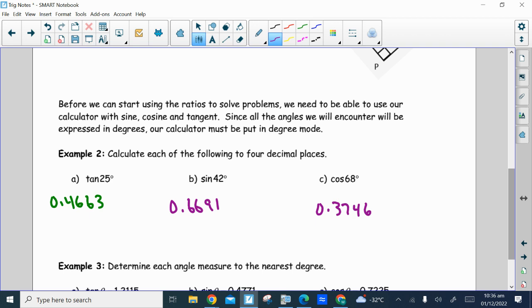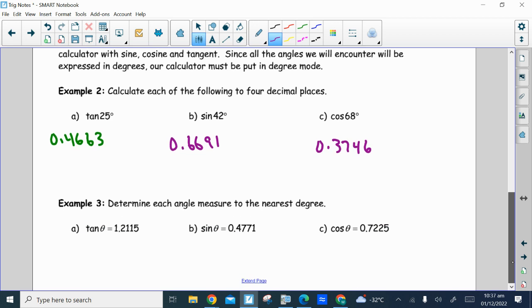Right, so there's the value for each of those. Now, what we did in example 2 is we were given the angle. So we just typed it in our calculator. The tan of 25 equals this decimal, 0.4663. Sometimes you're going to be given the decimal and you want to find the angle instead. So it's the opposite of what we just did. Above, you were given the angle, we found the decimal. In example 3, we're given the decimal, we want to find the angle.